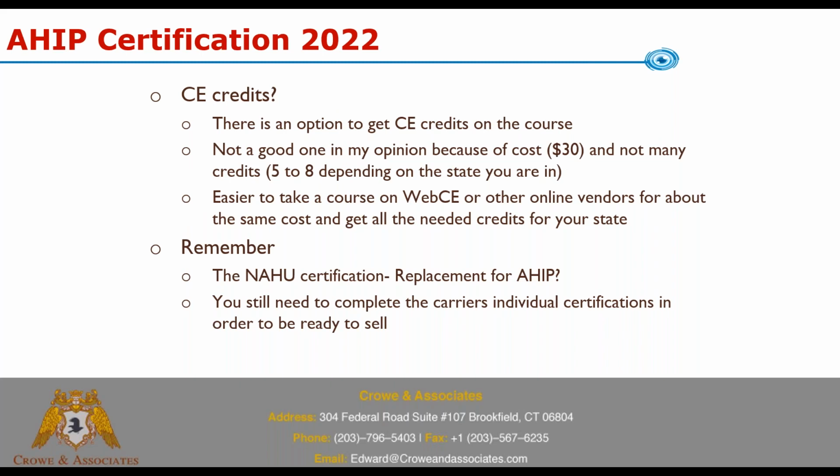The CE credit option, people have a lot of different ideas with this. So they give you an option to get CE credits for taking AHIP. I'm not crazy about it. It's $30, and it only gives you 5 to 8 credits depending on the state you're in.